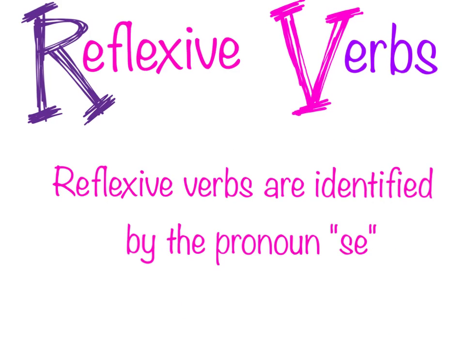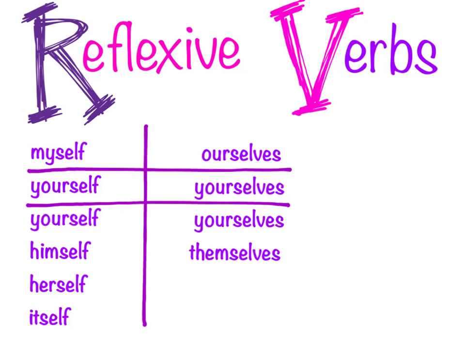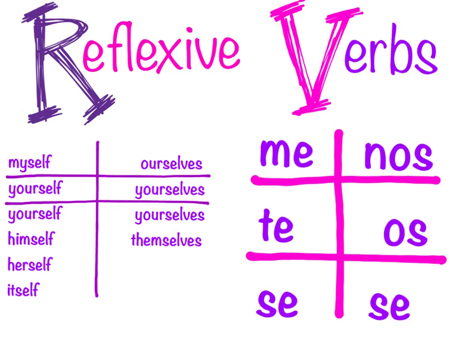In Spanish, reflexive verbs are identified by the pronoun se attached to the infinitive of your verb. That se attached to the infinitive of our verb will later become something that represents our English reflexive pronouns, which are myself, yourself, himself, herself, itself, ourselves, yourselves, and themselves. In Spanish, those reflexive pronouns are me, te, se, nos, os, and se.